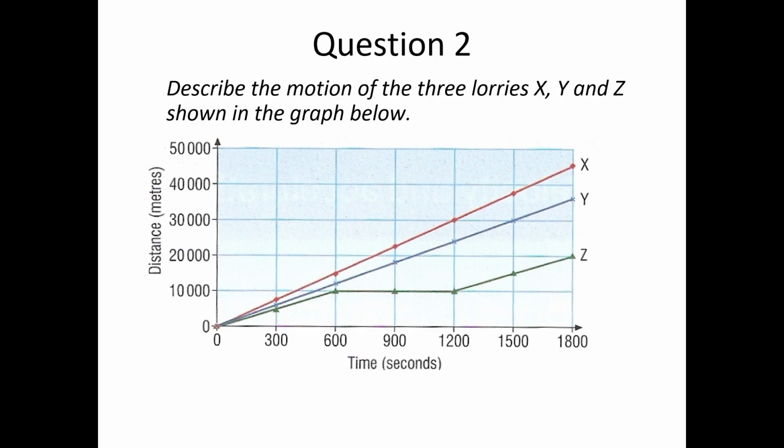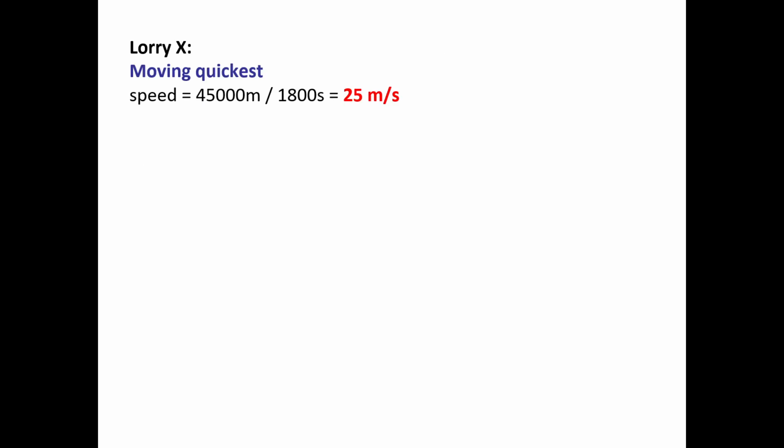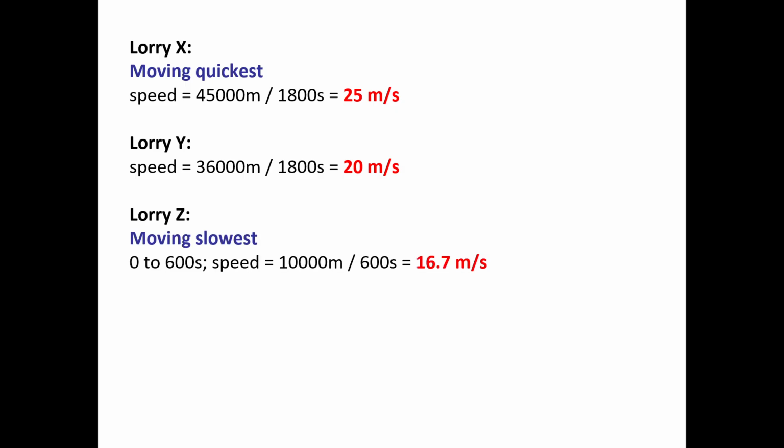Okay, so what we'll have on the next slide is the calculations. So for X and Y, it's fairly straightforward. So you've got 45,000, sorry, divided by 1,800 is 25 meters per second. That's moving the quickest. Lorry Z going a little bit more slowly, 20 meters per second. Now for Lorry Y. Lorry Z, though, when it's moving at slowest, okay, from the early part of the journey, it's actually going at 16.7 meters per second. Then it's stationary for 600 seconds.